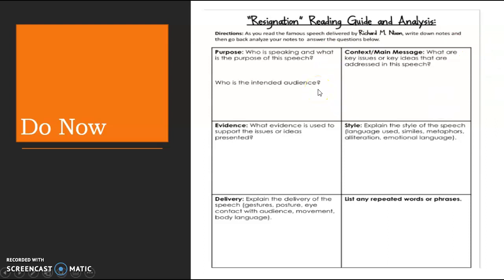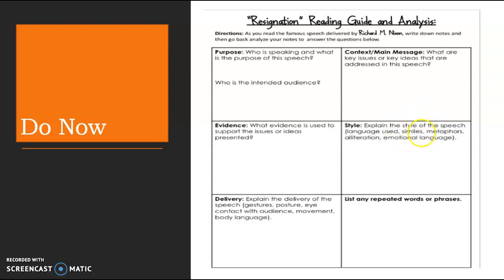What is the purpose? When you heard this speech or you read this speech, who is speaking and what is the purpose of this speech? And then ask yourself, who is the intended audience? What are the key issues or key ideas that are addressed in this speech? What evidence is used to support the issues or ideas that are presented? And explain the style of the speech.